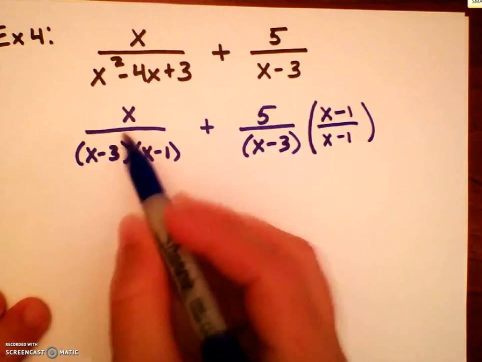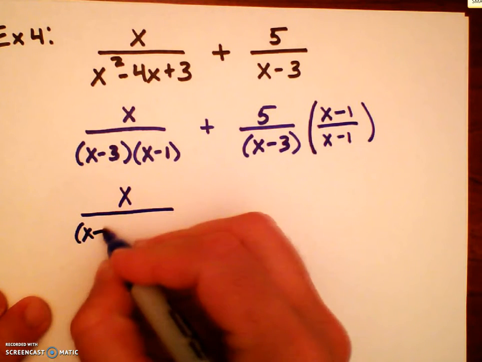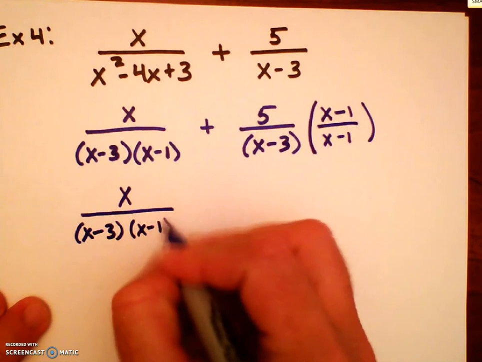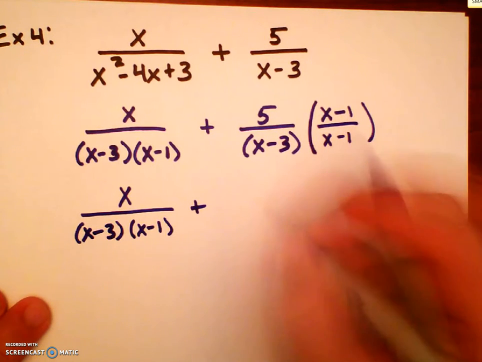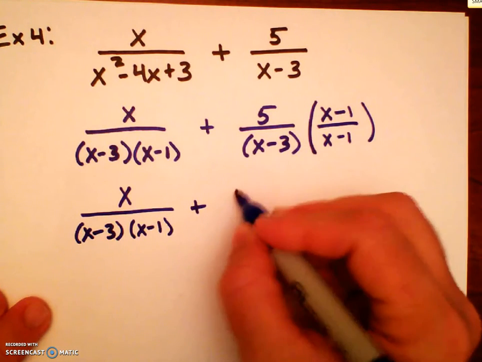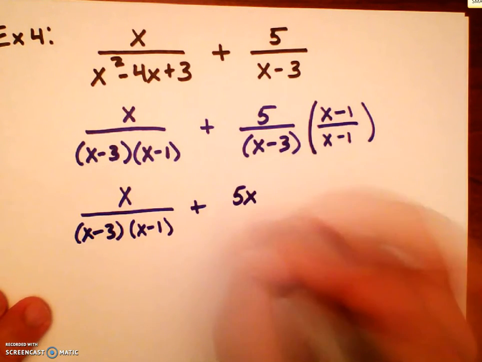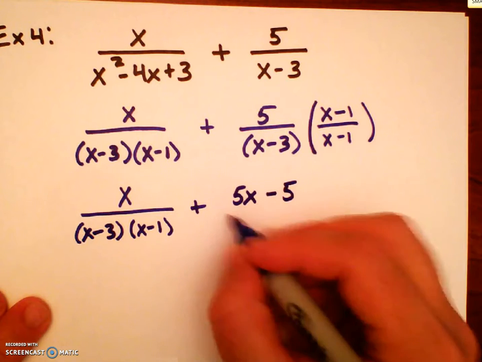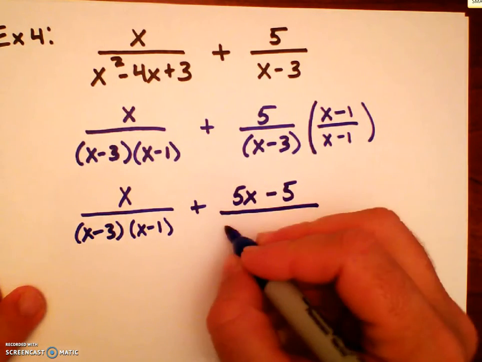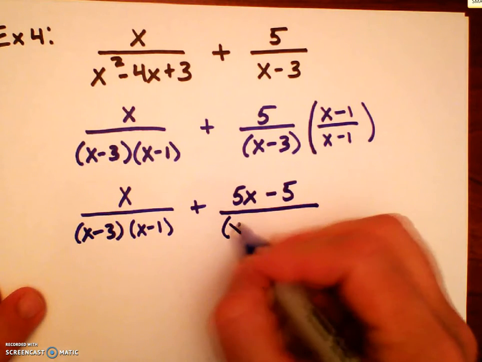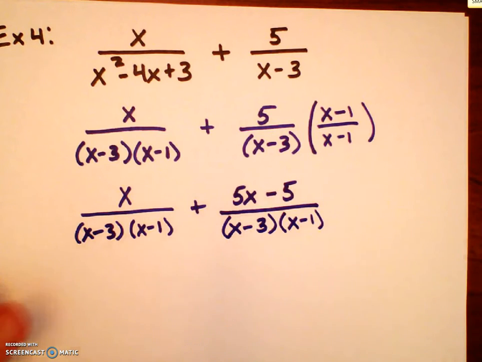So the left fraction, I'm just going to rewrite. Nothing to change since I didn't multiply anything. The right fraction, I'm going to distribute the top. So 5 times x gets you 5x. 5 times the negative 1 gets you negative 5. On the bottom, remember, you never want to simplify the denominator. Leave the denominator always in the factored form. Never multiply those out, ever.